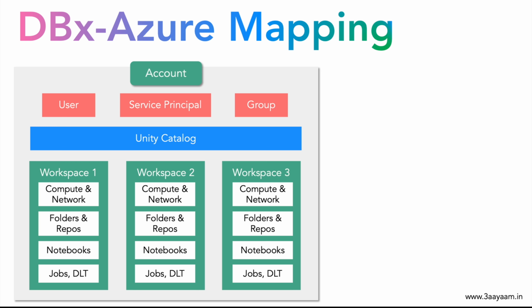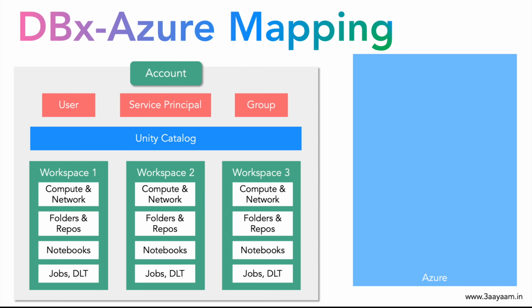First, let's pull up the Databricks resources diagram. This is the one. At the top, we have the account, then you have the identities and Unity Catalog. And then inside of account, we can create one or more workspaces. And each workspace would be associated with its own compute and network, its own folders, repos, notebooks, jobs, data lake tables, etc. The network can be the same, but the compute would be different for individual workspaces.